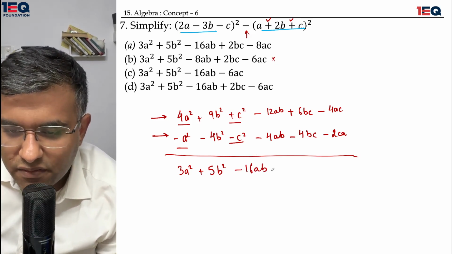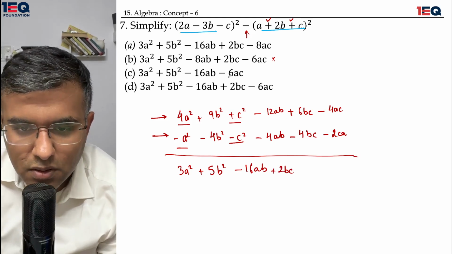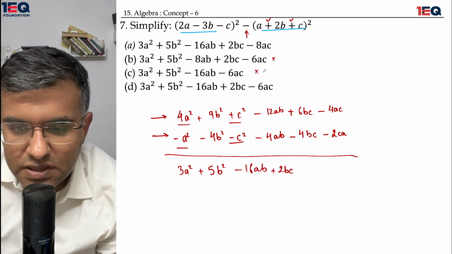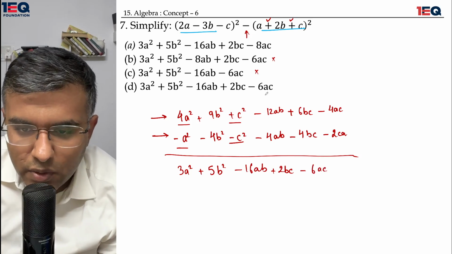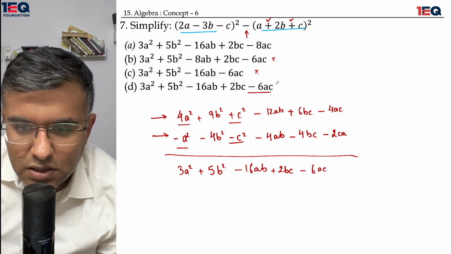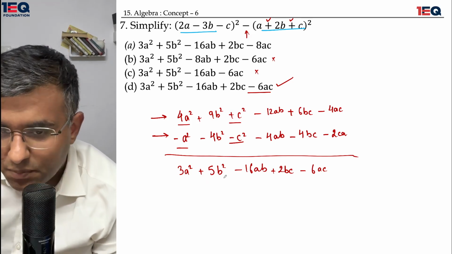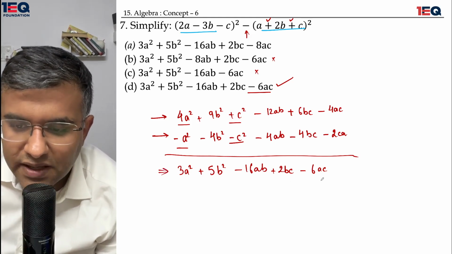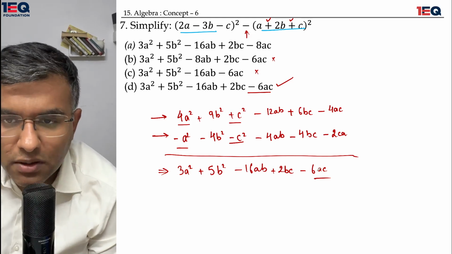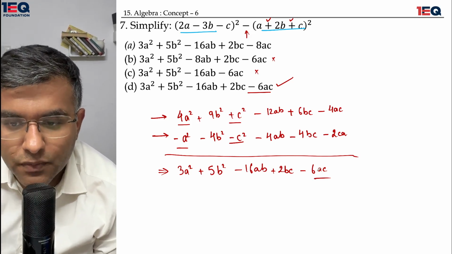Then I would have a plus 2bc. There is no bc here; there are two things over here. And then I would have a minus 6ac. So this is my answer: 3a square plus 5b square minus 16ab plus 2bc minus 6ac or 6ca. Are you able to understand how easy these questions are? I'll move ahead.